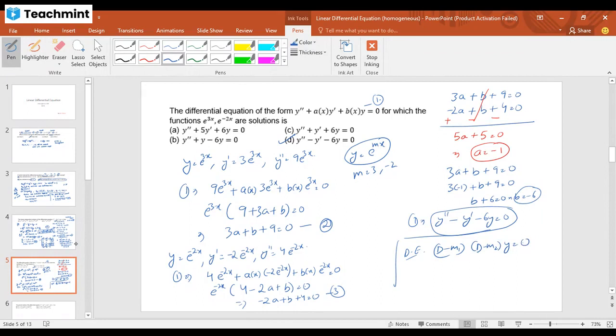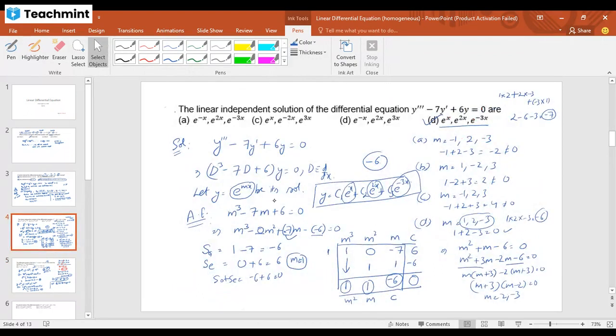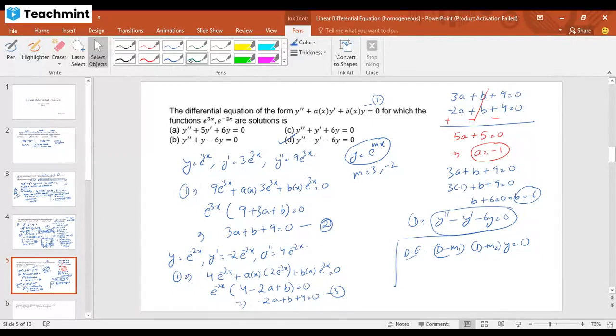Because you can see in the last question, when we wrote the auxiliary equation m cube minus 7m plus 6 equal to 0, then the differential equation is d cube minus 7d plus 6 into y equal to 0. That means we simply replace the d with m, or in reverse we can replace m with d to get the differential equation from the auxiliary equation. Okay, like here we can say that if m equal to 3 and m equal to minus 2 are the roots, then m minus 3 and m plus 2 equal to 0 are factors, or m square minus m minus 6 equal to 0. This is the auxiliary equation.